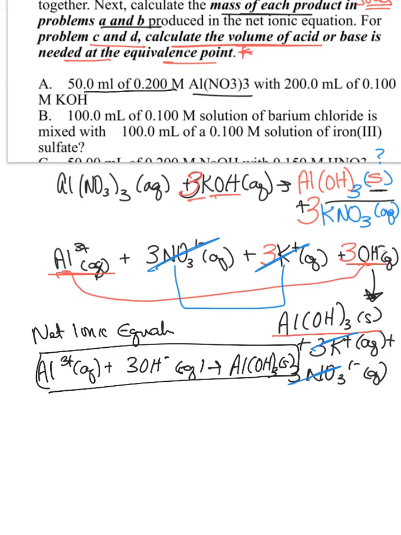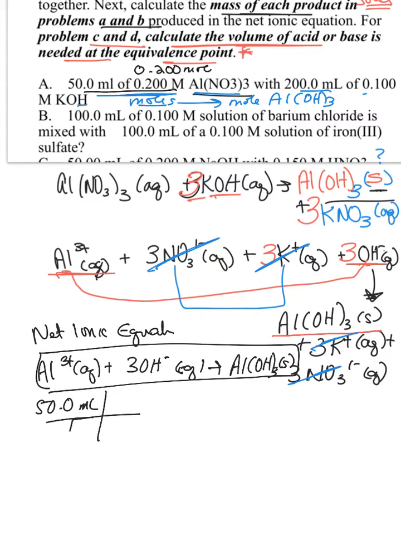is a limiting reagent problem because I have the milliliters and the molarity of each one of these reactants. So that gives me the moles of each. I'm going to go from the moles of each to the moles of the aluminum hydroxide product. So we just basically go from 50 milliliters, and we use molarity, which is 0.200 moles equals 1,000 milliliters.